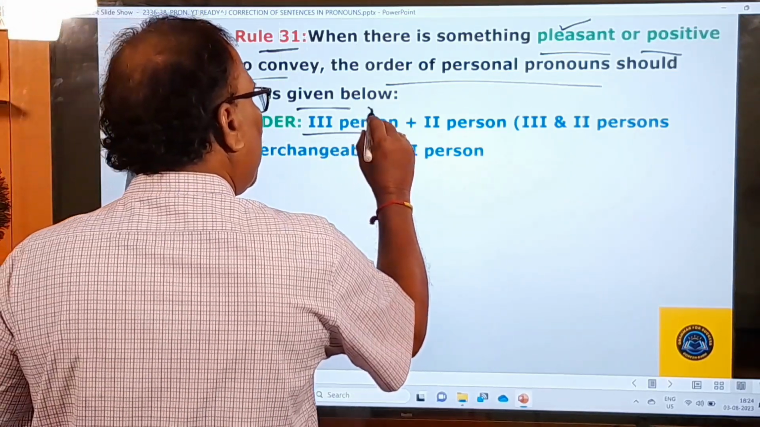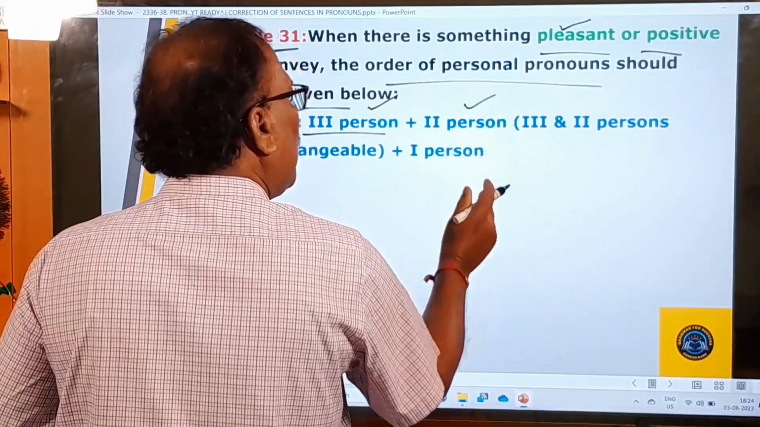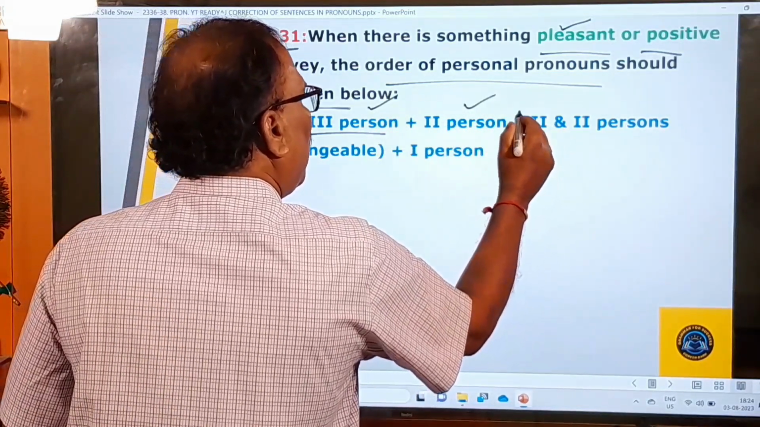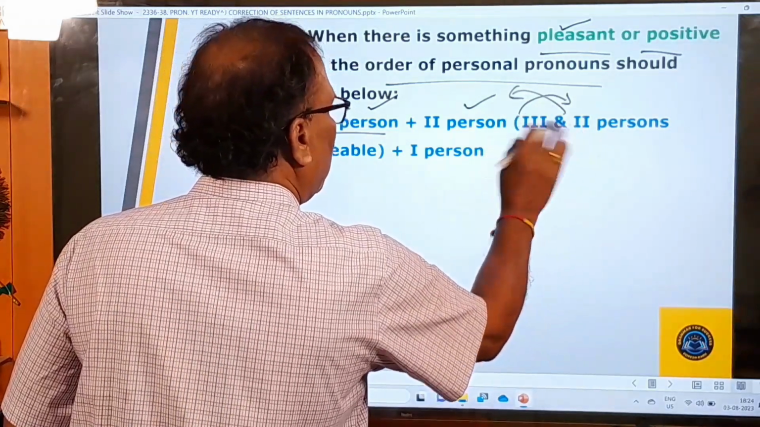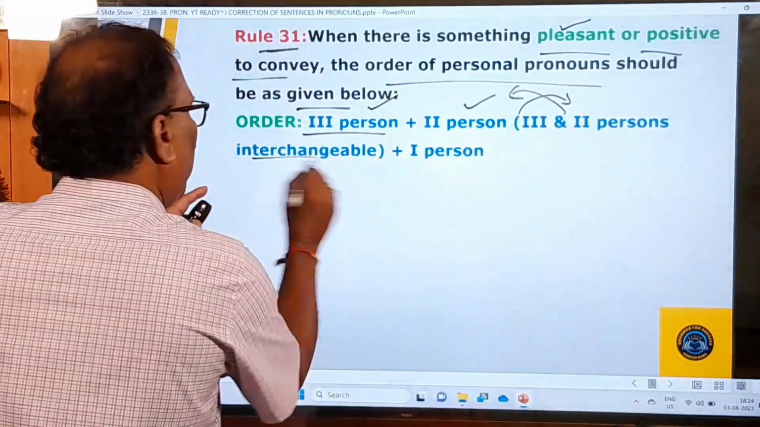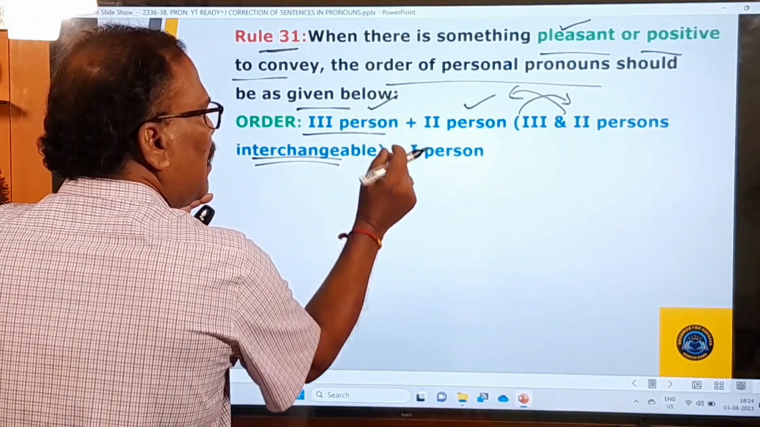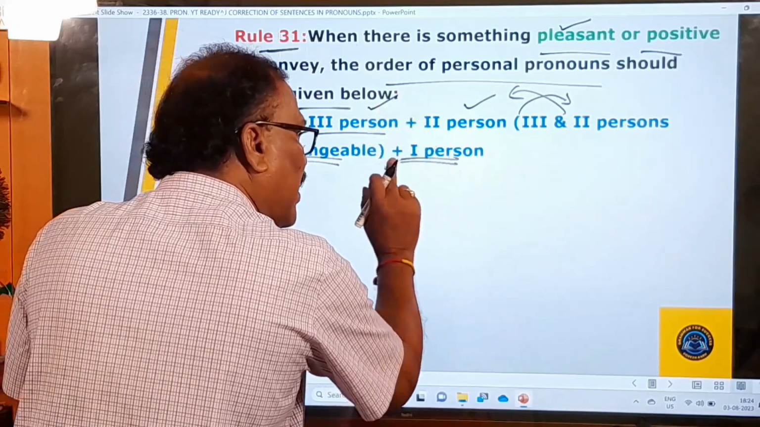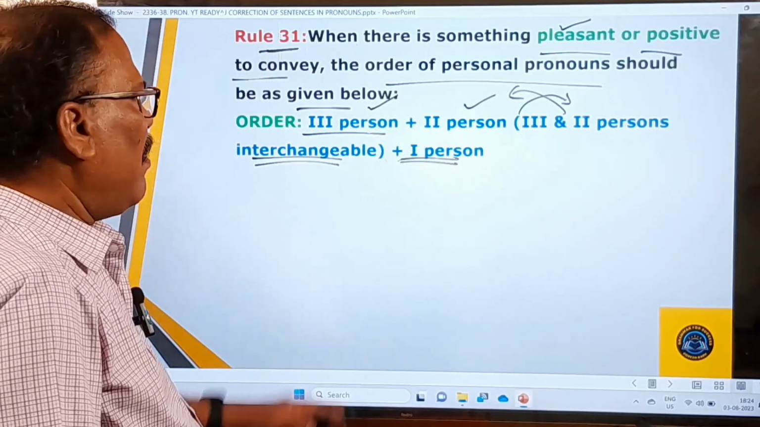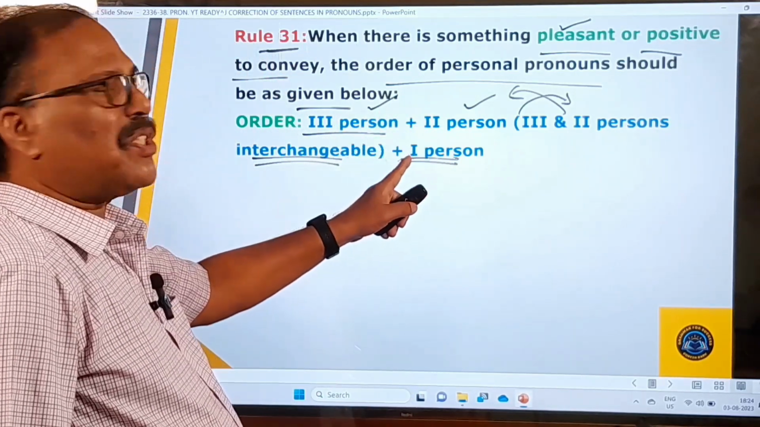First of all, you have to mention the third person, then the second person. Sometimes you can interchange these persons. Second person first, third person next, or the other way. Second and third persons are interchangeable. These two can be interchanged, but the last person, you should mention yourself lastly. That is very important. Third person, second person, first person.